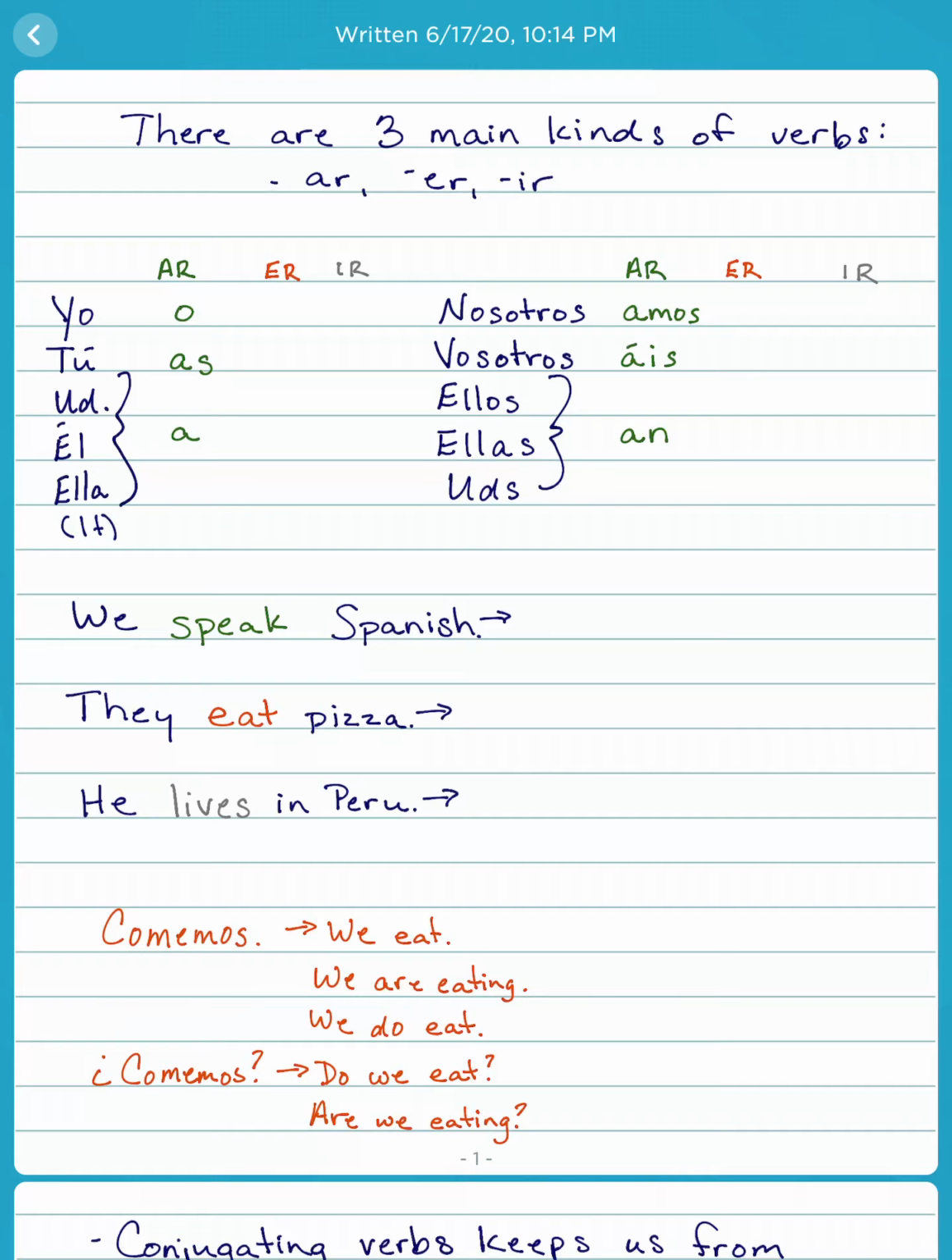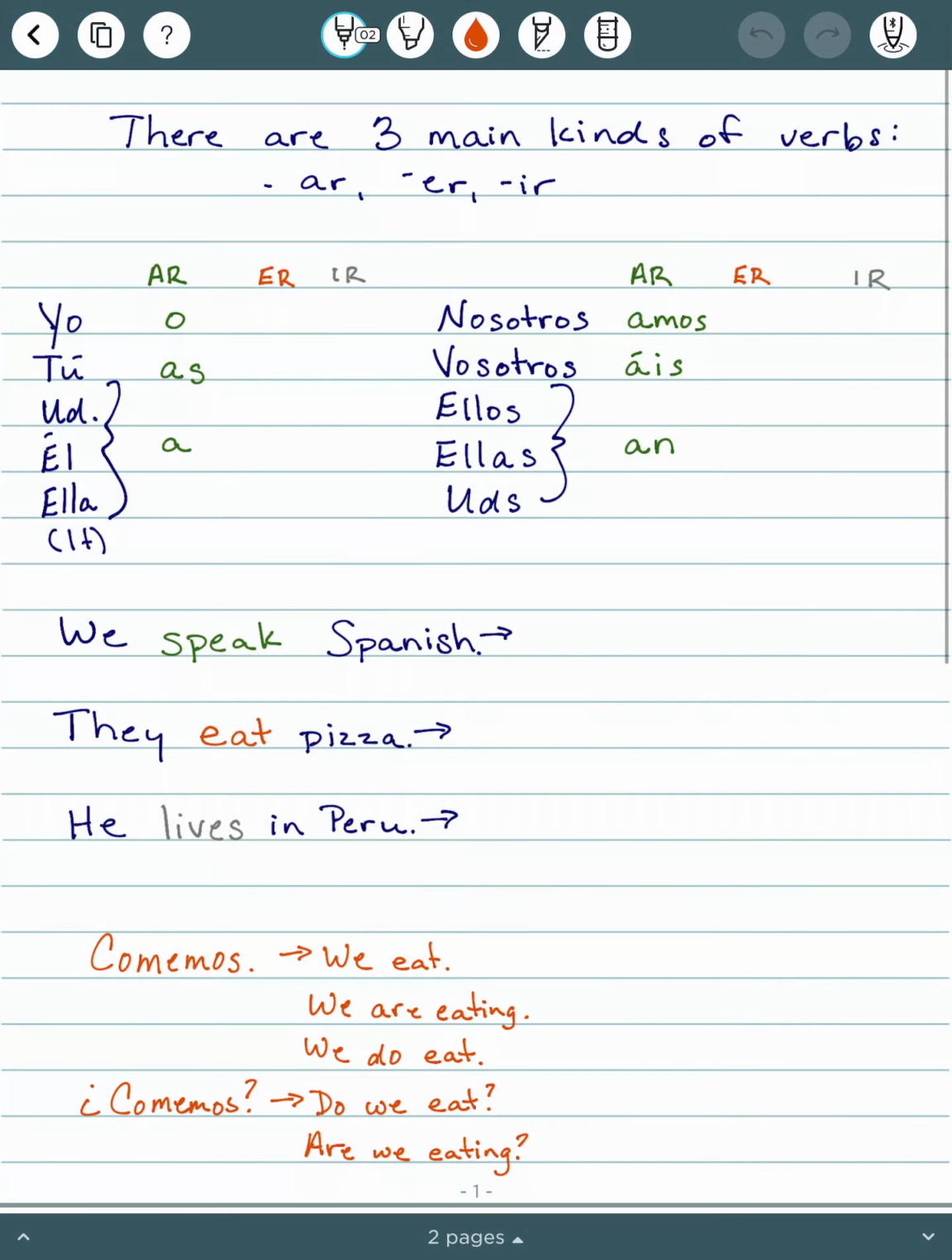Hola estudiantes! Today we are going to be looking at ER and IR verbs. So remember, those are verbs that end in ER or IR.